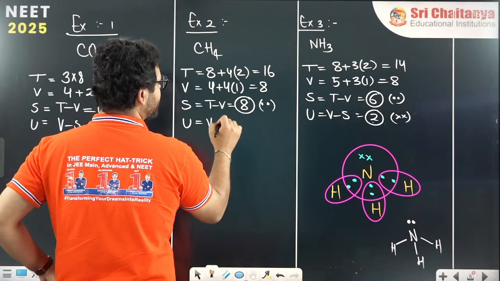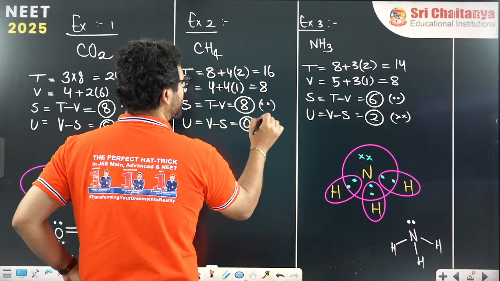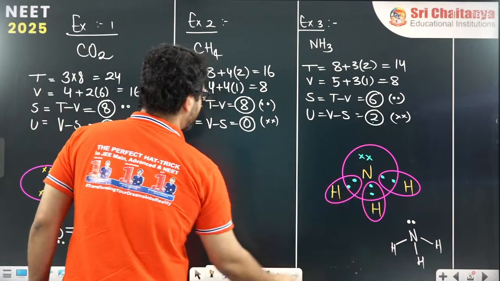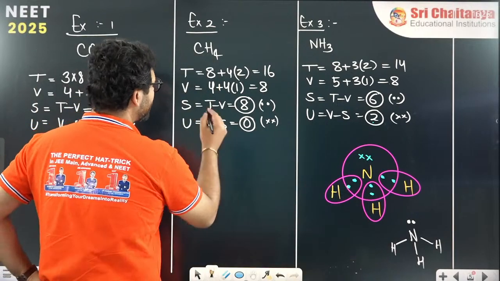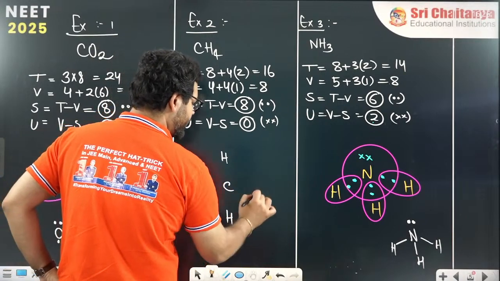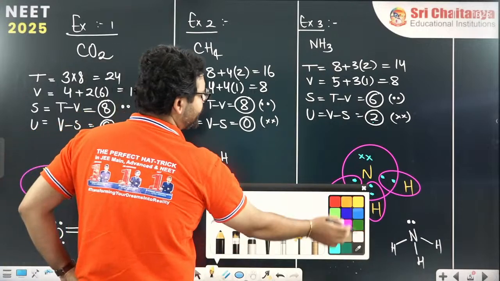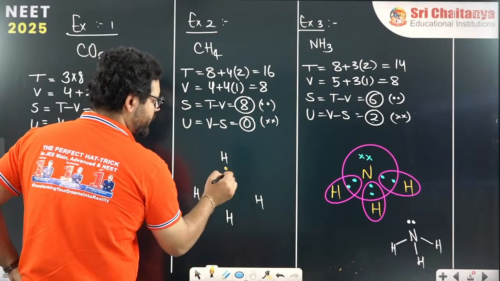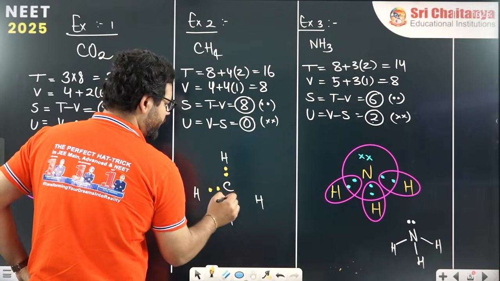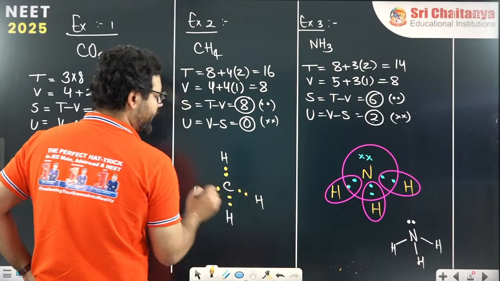So V minus S is going to be 0. So no X's will be there, which means no unshared electrons. So we'll draw it with carbon in the middle and 4 hydrogens on the side, then give them 8 shared electrons. 1, 2, 3, 4, 5, 6, 7, 8.